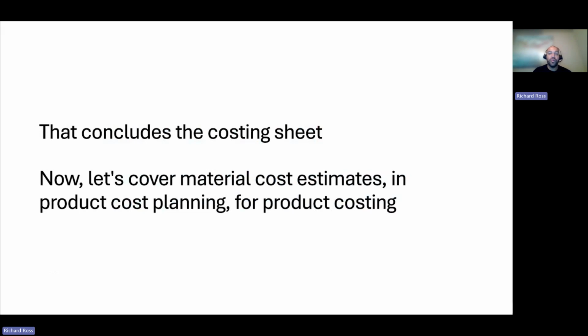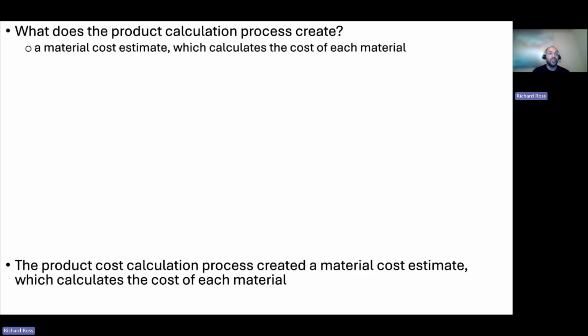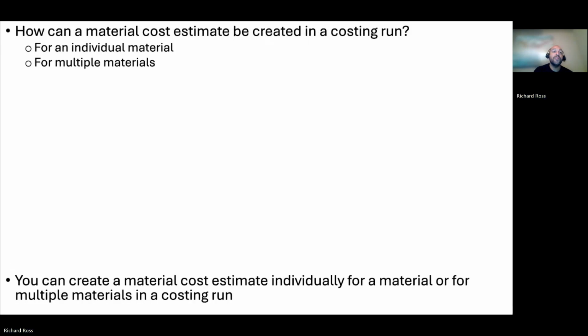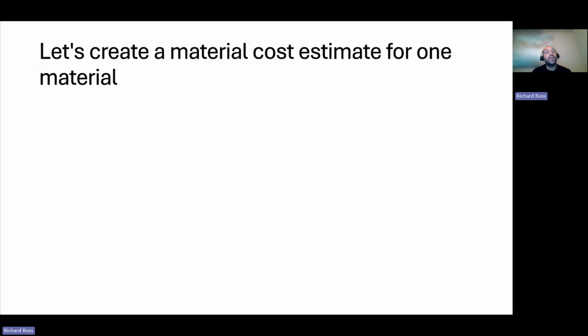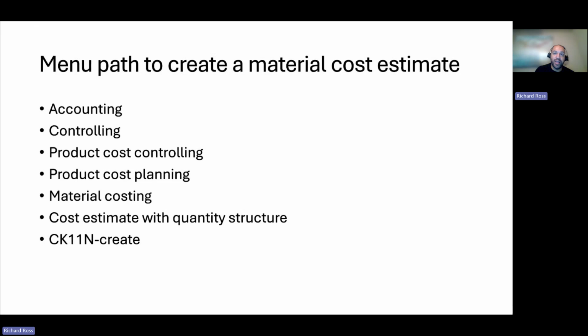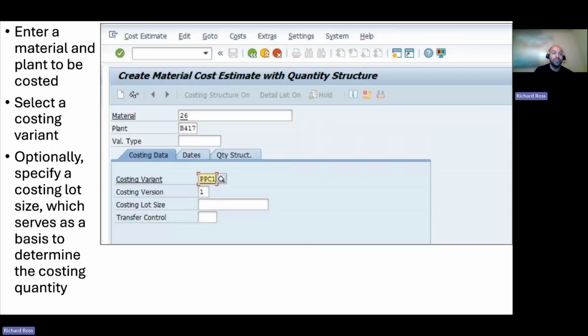Now, let's cover material cost estimates in product cost planning for product costing. Material cost estimates. What does the product calculation process create? A material cost estimate, which calculates the costs of a material. A material cost estimate can be created in a costing run for an individual material or for multiple materials. Let's create a material cost estimate for one material. Menu path to create a material cost estimate.